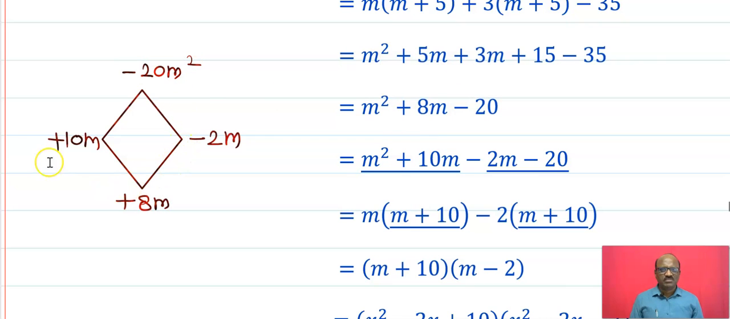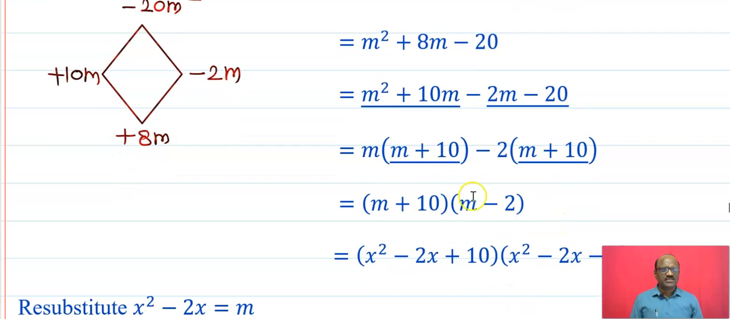Then which two numbers have a sum of 8m and a product of minus 20m square? The numbers are plus 10m and minus 2m. Therefore, I replaced these with 8m equals plus 10m minus 2m. Now take the common from these two. M is common, then in bracket m plus 10. Minus 2 is common, then in bracket you will get m plus 10.